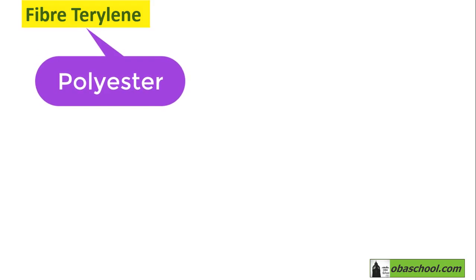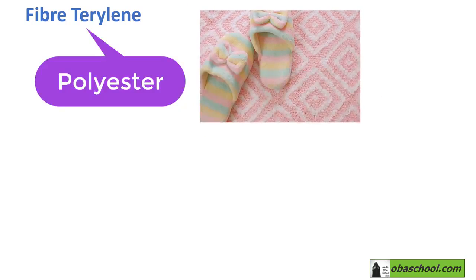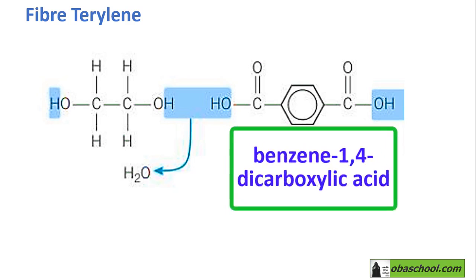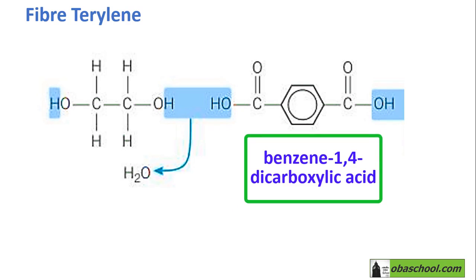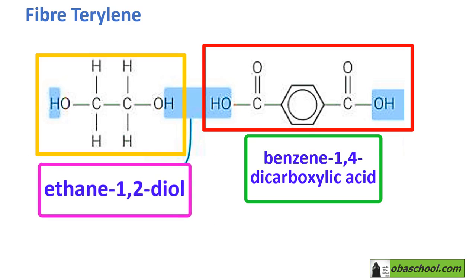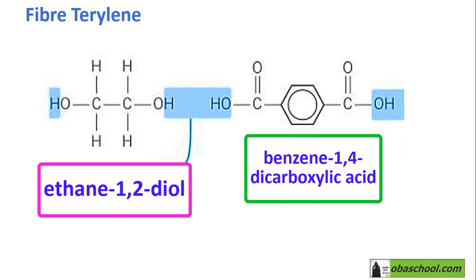Terylene is a polyester that we usually see in the mats in our houses, as you see in this picture. This polyester is made from benzene-1,4-dicarboxylic acid, which is this molecule, and ethane-1,2-diol. When these two molecules interact with each other, they will form for us the terylene.